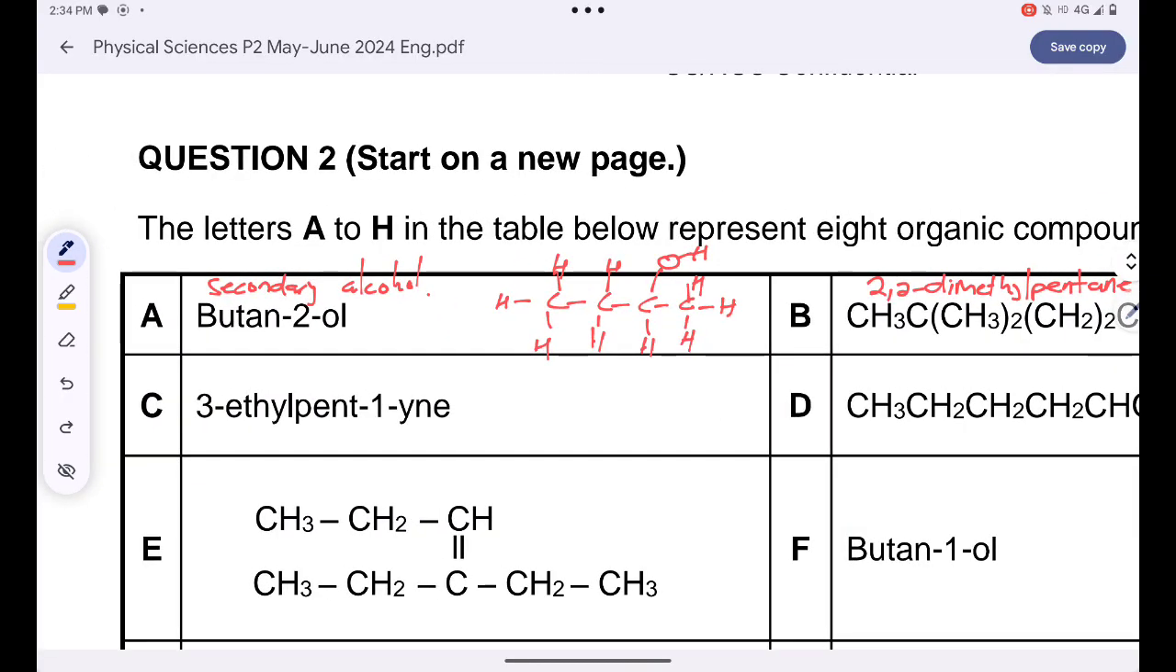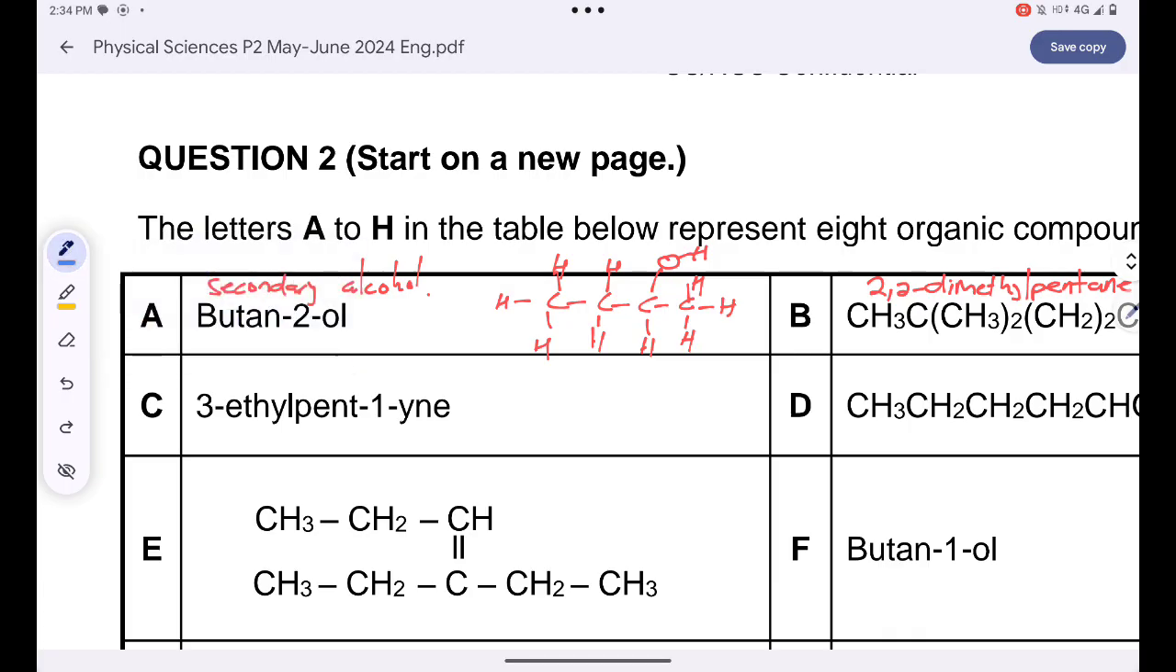Okay, and now let's go to compound C. Compound C, we are given 3-ethylpent-1-yne. This suffix tells us that we are dealing with a hydrocarbon, and the type of hydrocarbon is an alkyne. The parent chain has 5 carbons since its prefix is pent. So I'll have a structure like this.